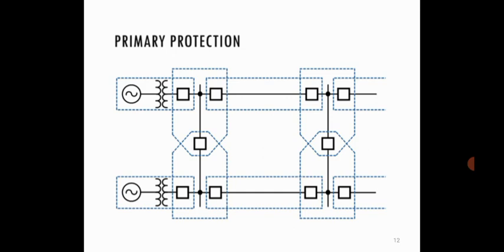So these are some criteria. First one, primary protection. Primary means the primary component, so protection of the primary component. You have to see the diagram. First one, generator side, and also transformer side, transmission line side. So these are the different primary protections.